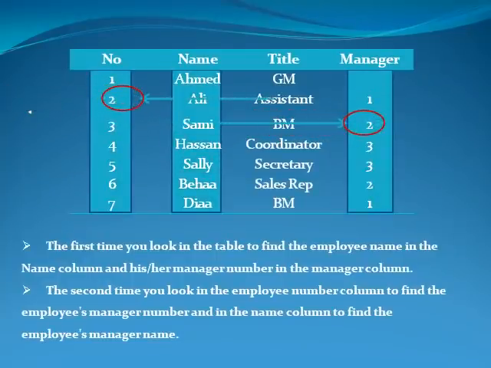The first time you look in the table to find the employee name in the name column and his or her manager number in the manager column. The second time you look in the employee number column to find the employee's manager number and in the name column to find the employee's manager name.